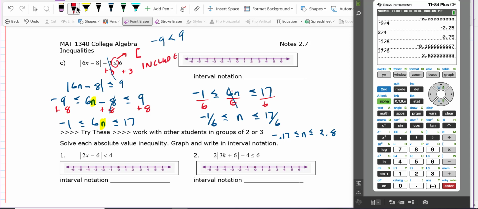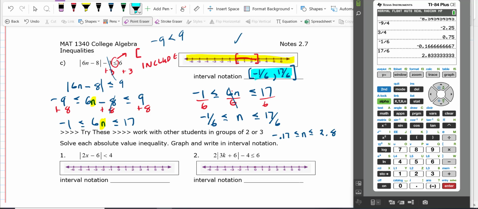So we'll go to -0.17. It's just barely to the left of 0. And then the 2.8 is in there. Shade in the middle. That's the way your number line graph's going to look. Interval notation, where does it start? It starts at -1/6. It includes, so we have a bracket. It stops at 17/6. And it also includes that endpoint. So that would be the solution.